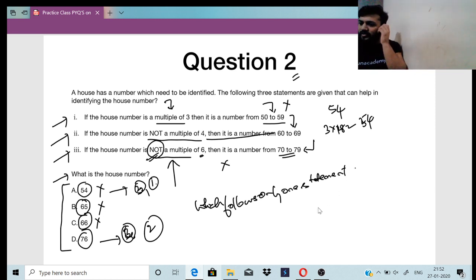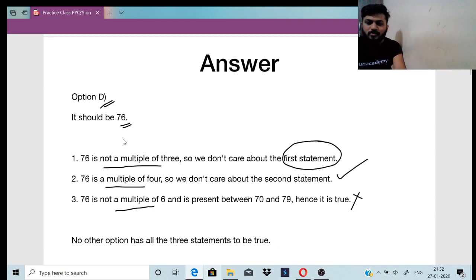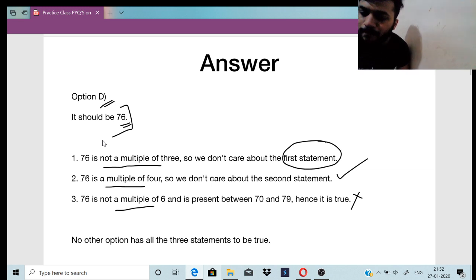Okay, Pranav, you gave it as option A, 54. Why is it wrong? Because it is following two statements. How can one number follow two statements? It should follow only one statement. So option D, 76, is the right answer. Cool, everyone? Understood this one clearly? Shall I move on to the next question?